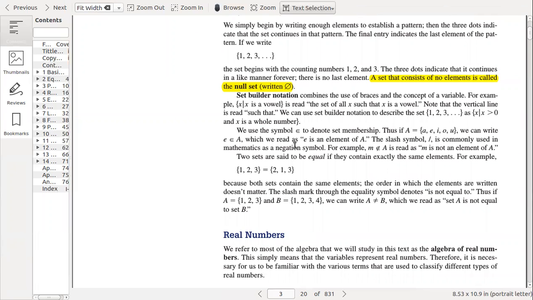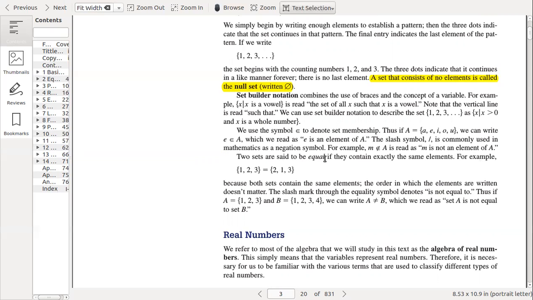We use the symbol epsilon (∈) to denote set membership. Thus, if A = {a, e, i, o, u}, we can write e ∈ A, which we read as "e is an element of A." The slash symbol is commonly used in mathematics as a negation symbol. For example, m ∉ A, which we read as "m does not belong to A," or "m is not an element of A."